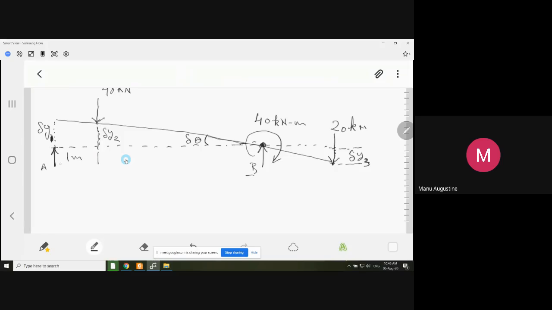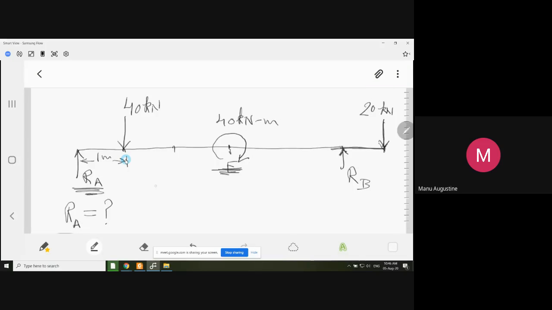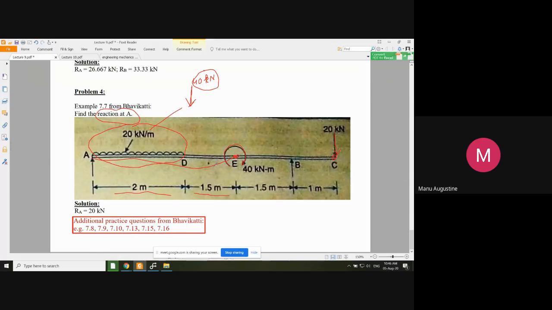This is 1 meter. And what are the other distances? Can somebody give me the distance from this load to reaction at B? Look at the original figure and tell me the distance. 3? 4? Okay, let us check it out. This one is 1, from here to here, plus 1.5 plus 1.5, that means 3 plus 1, 4 meters.